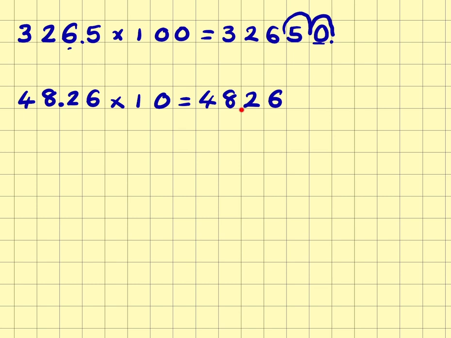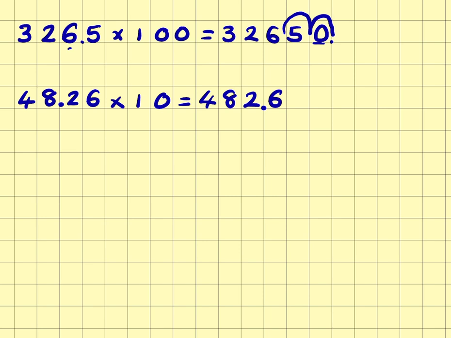So that means the digits are going to move by one place, because there's one 0 which shows me one place. So if I went this way, I would end up with 4.826. So I know that doesn't make sense, because 4 is smaller than 48, and because I'm multiplying, my number should get bigger. So I'm going to put it back where it was, and this time it would go here. So now I've got 482, which is definitely bigger than 48.26. So I know that my decimal point goes here. So 48.26 times by 10 is 482.6.